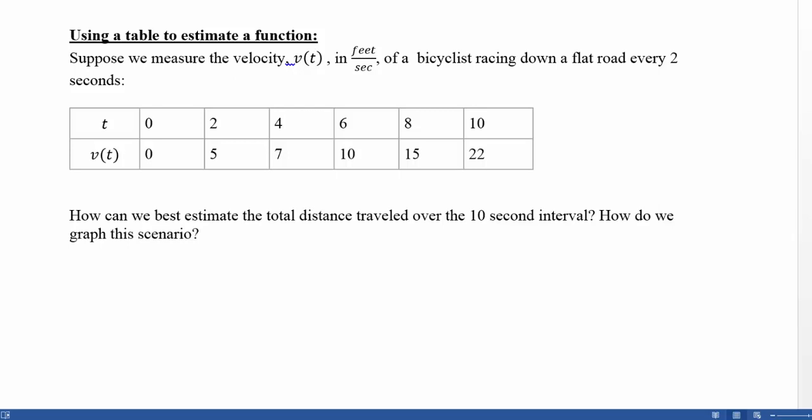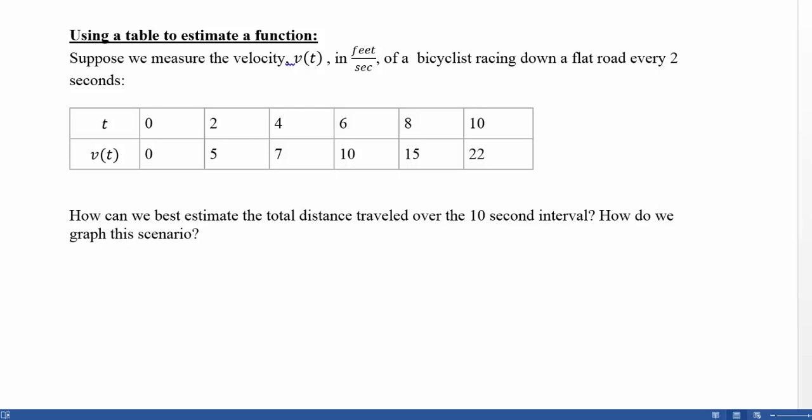So we have to be careful here. Remember, if our rate was constant, we could do rate times time. However, you can see that our rates here are changing. The velocity is 0, 5, 7, 10, 15, 22. So it's not the same at every point. And we also don't know what the actual function is for velocity. So we can't even try to see if it's a rectangle or a triangle like we did before. So we need to come up with something better.